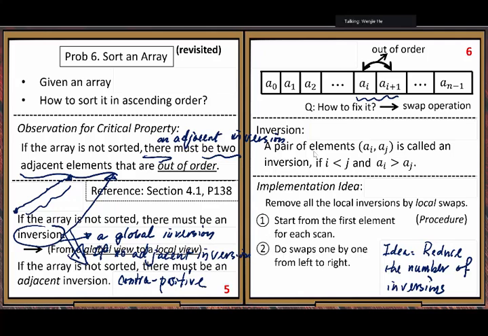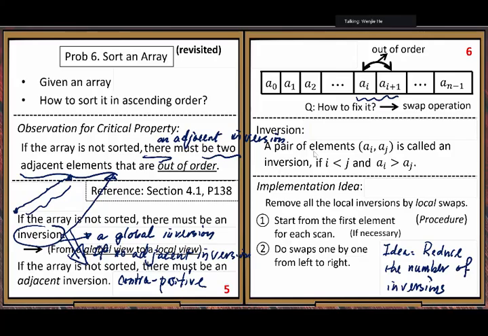Second step, do swaps one by one from left to right when necessary. Because sometimes you do not need to swap. Sometimes you do not have an inversion, then you just move on. So this swap step happens only if necessary. Otherwise, we do the next inversion detection, and so on.